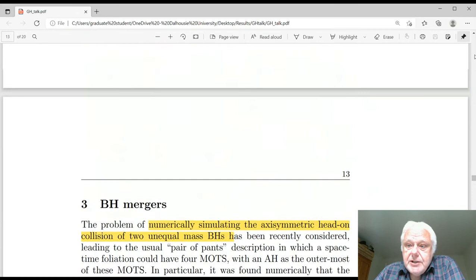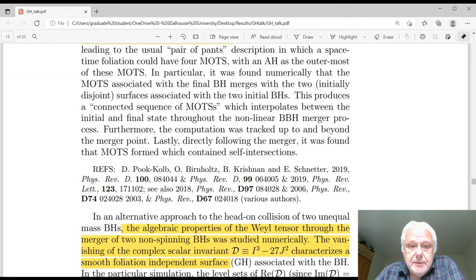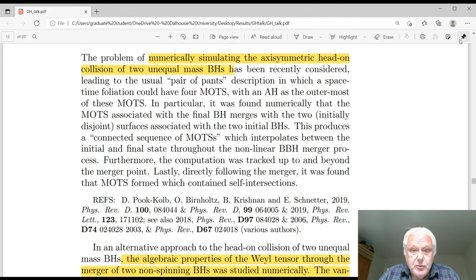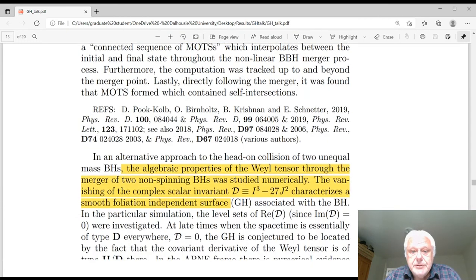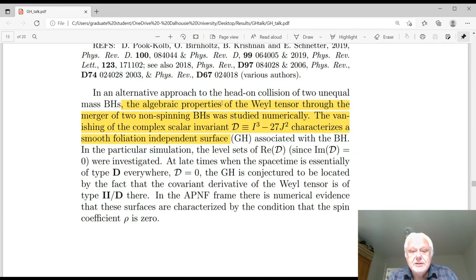But obviously we want to look at more realistic black hole mergers, which must be done numerically. There has been some work done on the case of the axisymmetric head-on collision of two unequal black holes. Here is the conventional references to work in this area. And here is a very brief description of the situation that occurs in this black hole merger. And we revisited this problem, trying to use curvature invariants, and got some relatively positive results.